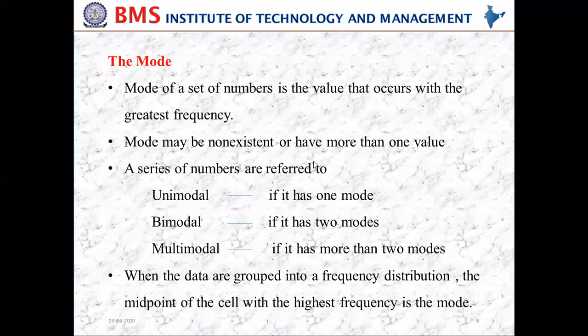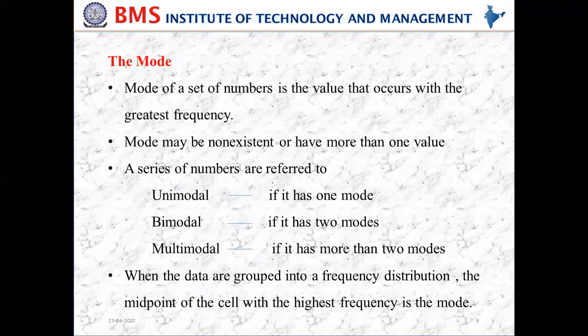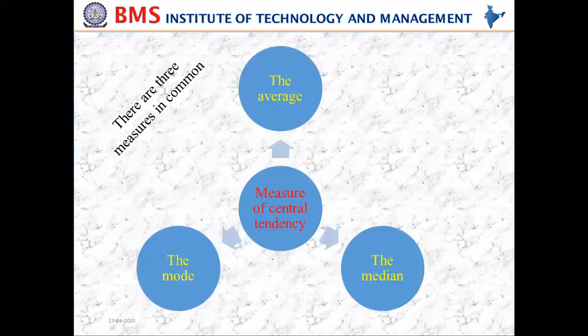So depending on the data, a series of observations is just given as numbers, whereas when the numbers are grouped into a frequency distribution, we need to find the midpoint of the cell with the highest frequency, and that will be called the mode. These three averages, mean, median, and mode, are called measures of central tendency.